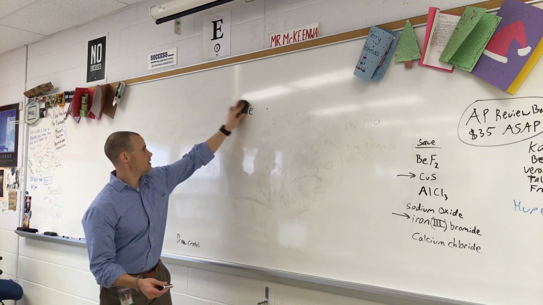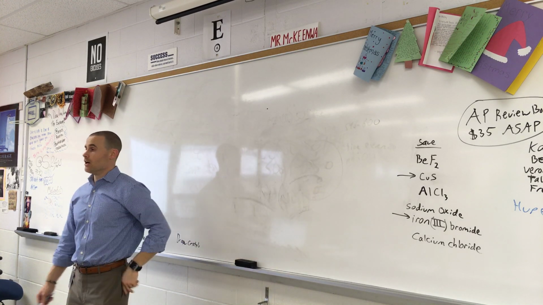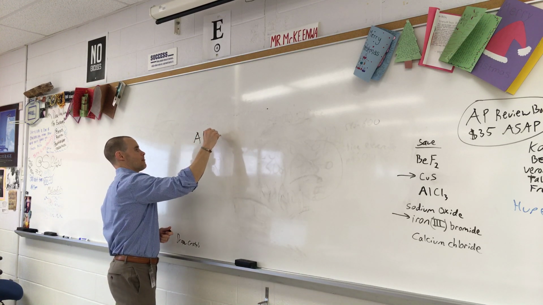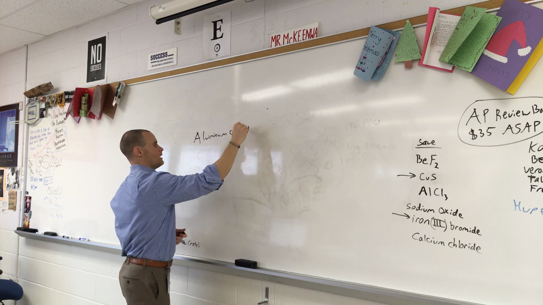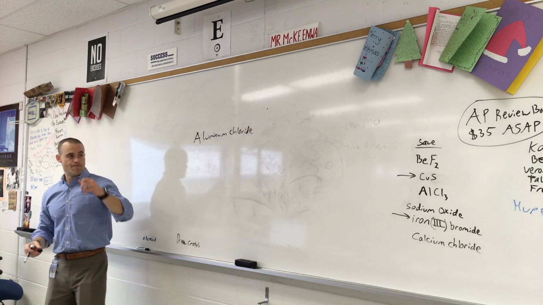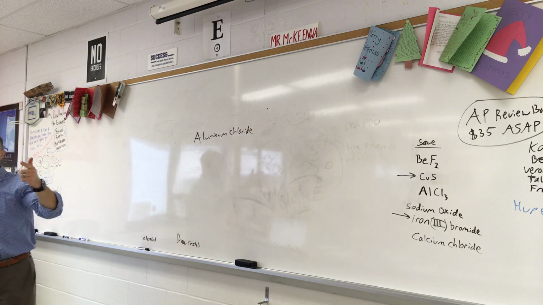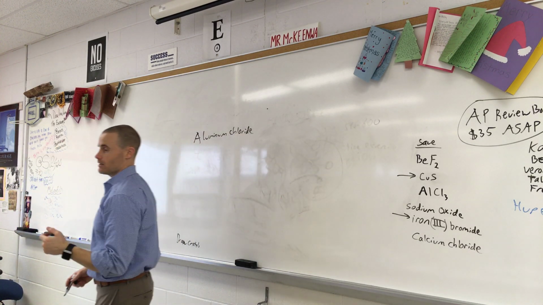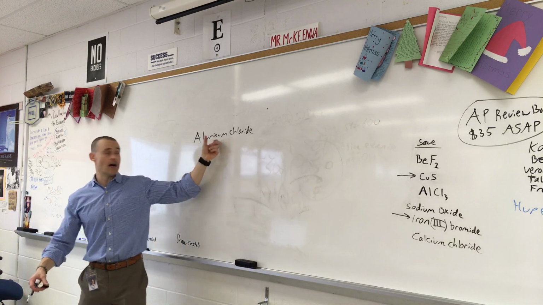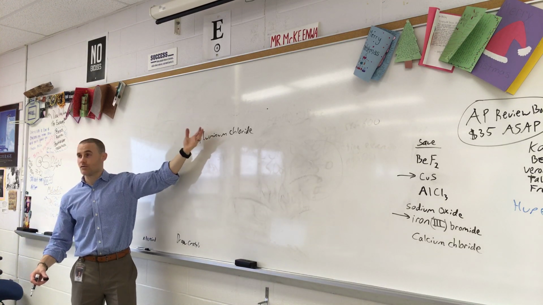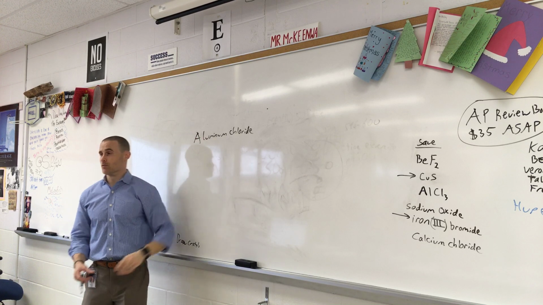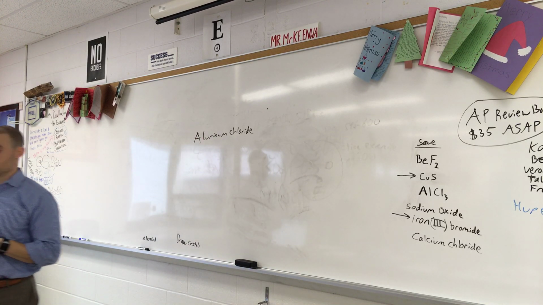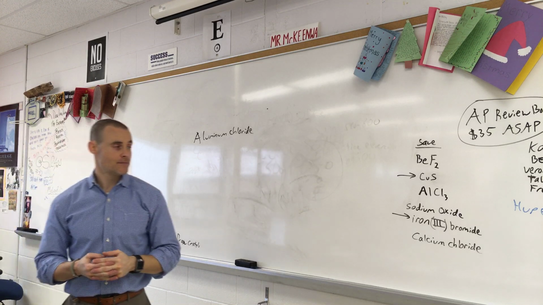AlCl3. Who wants this one? Go ahead, Quinn. Aluminum chloride. Yep. And beryllium fluoride and aluminum chloride, these two don't need Roman numerals because they only have one charge in the box. Be must be +2. Al must be +3. So you don't need Roman numerals. You only need them when there's 2 charges in the box for the metals. Nonmetals, we use the top one. Questions on this one?